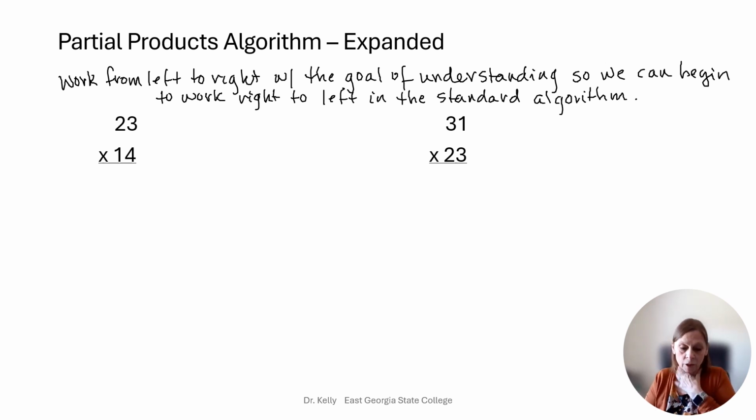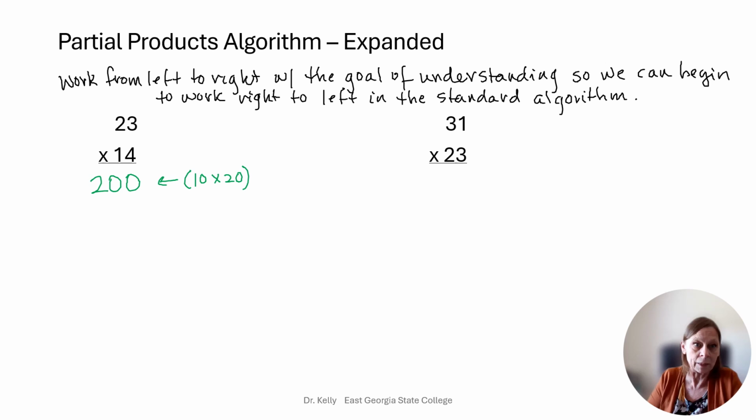All right, so let's check this out in the expanded algorithm. The expanded algorithm has us multiplying 10 times 20. So our first is 200, and that is the 10 times the 20. Oh, sorry, we're working from left to right. Y'all ignore what I just said and just watch what I actually do here.